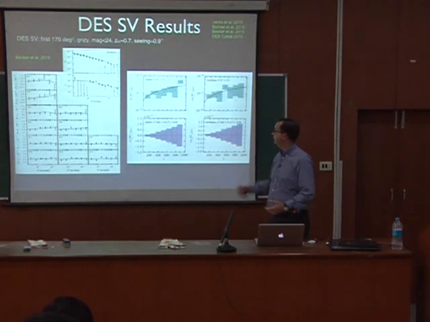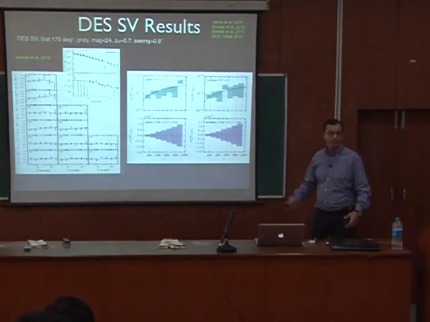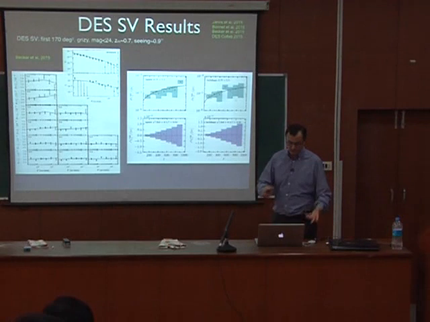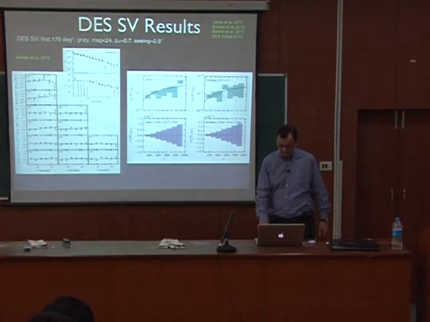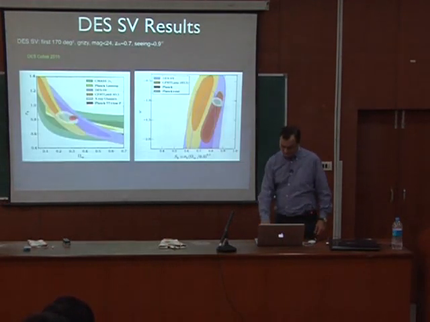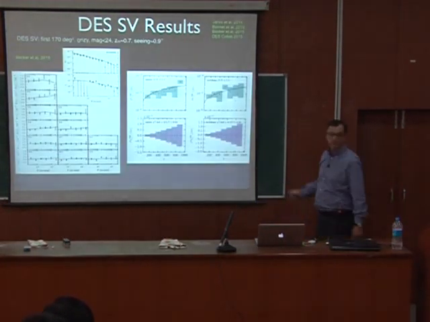And eventually, when we get more and more area, we'll be able to do everything in Fourier space. We'll probably continue to do different two-point functions, but I think this one is particularly interesting. And then with these, we could constrain cosmological parameters.